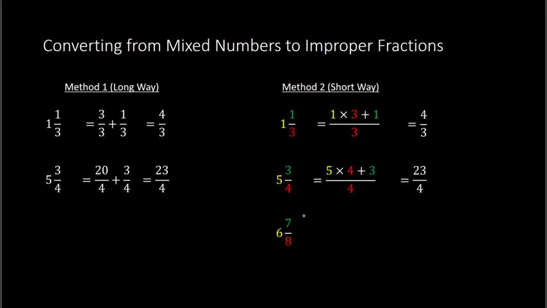Here's one more with a new number. Here we have 6 7/8. So to convert this one, I take 6 times 8 plus 7, and then put that over 8. So 6 times 8 is 48. 48 plus 7 is 55. Put that over 8. That's going to be 55 over 8.